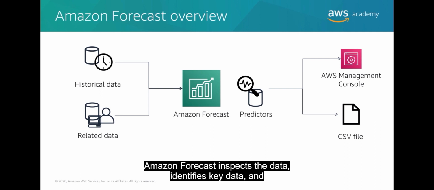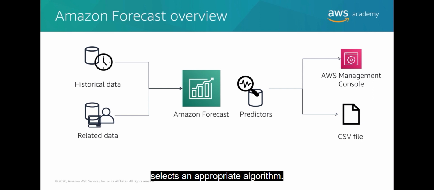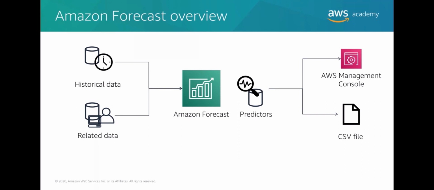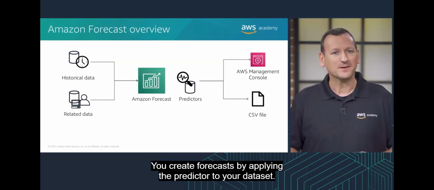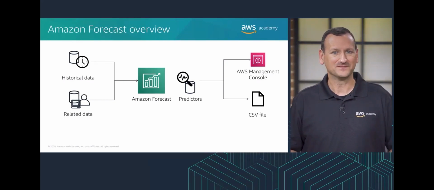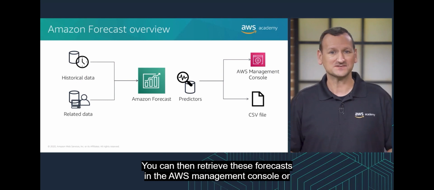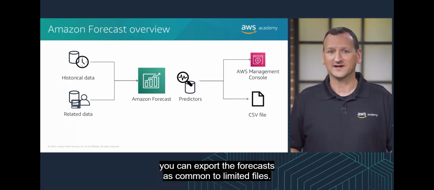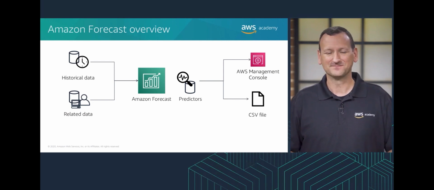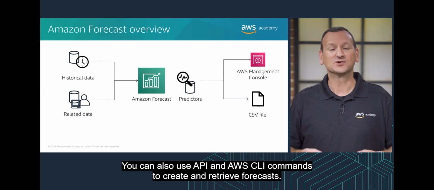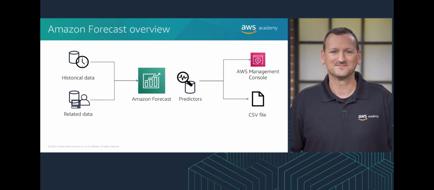Amazon Forecast inspects the data, identifies key data, and selects an appropriate algorithm. It uses the algorithm to train and optimize a custom model and produce a predictor. You create forecasts by applying the predictor to your dataset. You can then retrieve these forecasts in the AWS Management Console, or you can export the forecasts as comma-delimited files. You can also use an API and AWS CLI commands to create and retrieve forecasts.